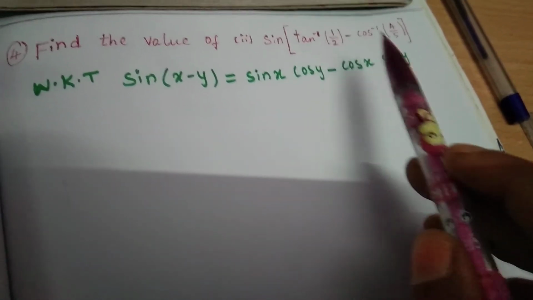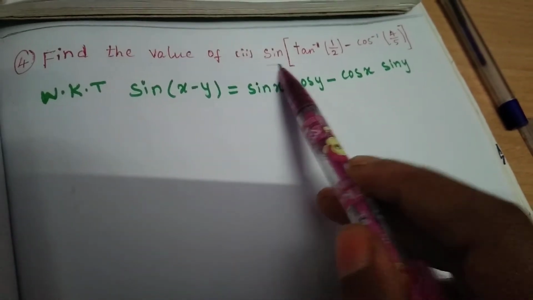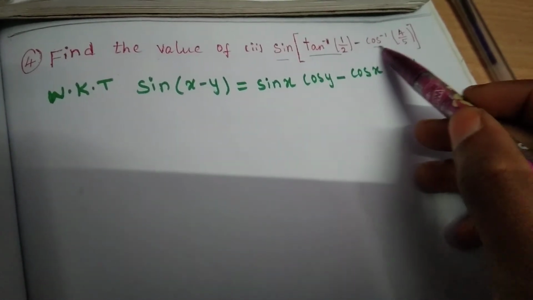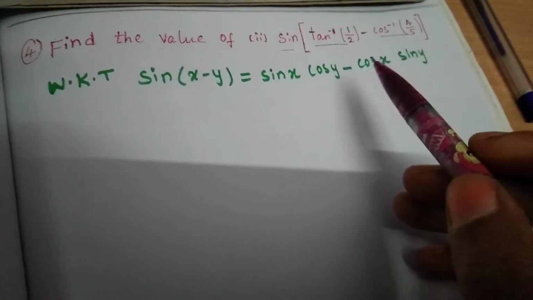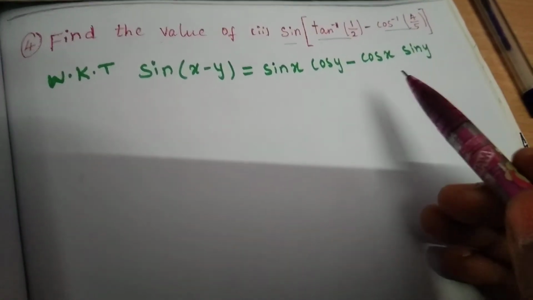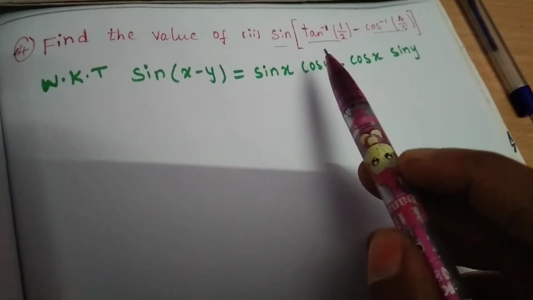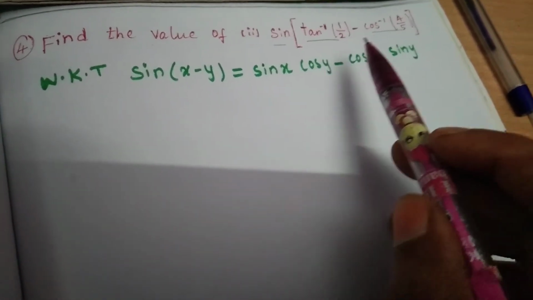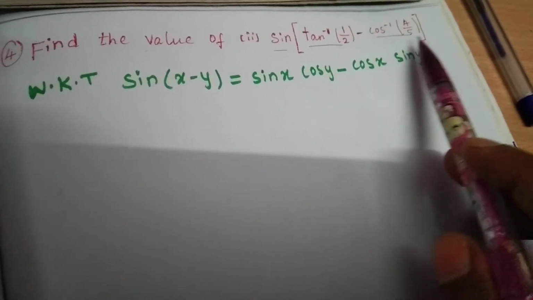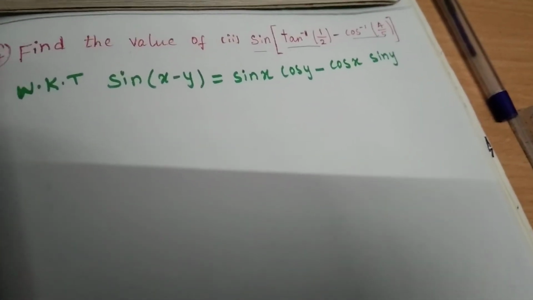But here three functions are given: the sine function, the tan inverse function and the cos inverse function. So how do we find the value of this? We are using another method. Tan inverse of 1 by 2 and cos inverse of 4 by 5 are unknown values.